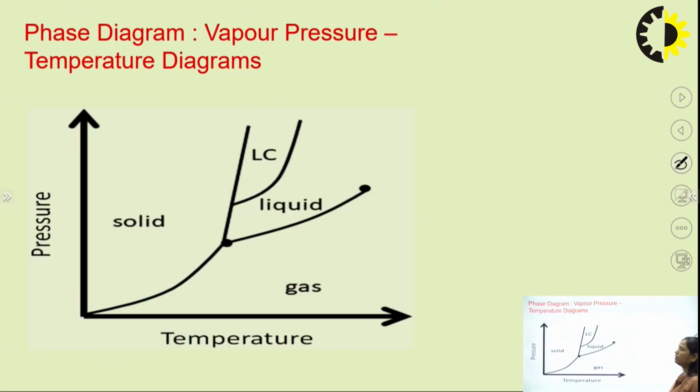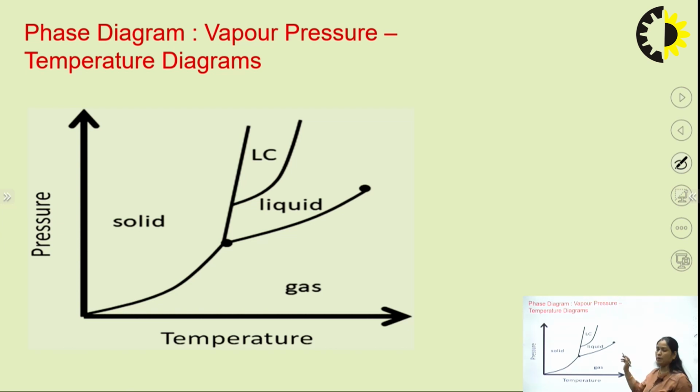Now, another important aspect of the liquid crystalline state: how can we prove that a liquid crystalline state is formed? This is the method: we can draw the phase diagram of the liquid crystal. What is a phase diagram? A phase diagram is actually the pressure temperature curve of a system.